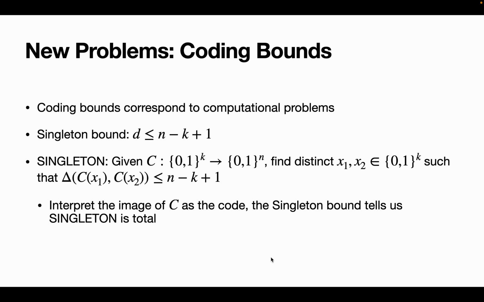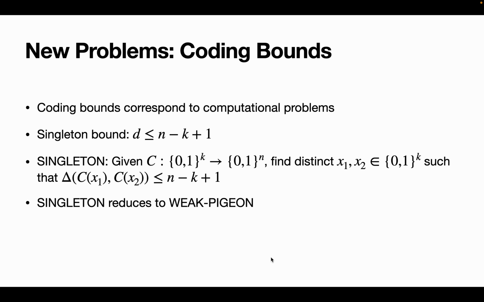When viewed like this, it becomes obvious that there should exist x1, x2, 2 code words, such that the distance between c of x1 and c of x2 is at most n minus k plus 1 in the Hamming metric, which follows by the singleton bound. Therefore, we've used the singleton bound to show the totality of the singleton problem. Not only can you show it's total, you can actually show that it reduces to weak pigeon. If you can find a collision, you can find 2 code words that are close to each other.